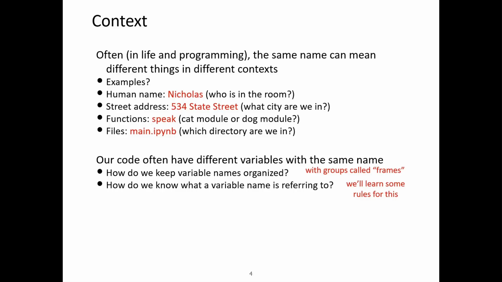And the actual main that we're running is going to depend on which directory we're in, which directory is the working directory. So in order to keep things organized, we're going to use this mental model of variable organization, and they're called frames. So we're just going to group the variables into a box. We're going to call it a frame, and then Python will know which variable we're referring to based on which frame is the active frame. And we'll learn the rules for this.